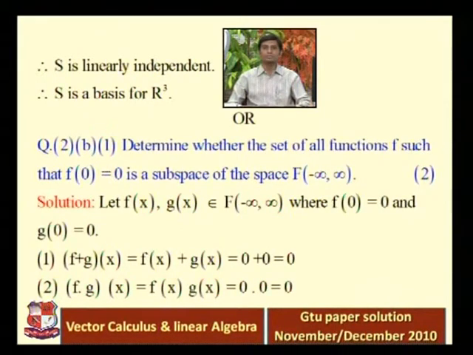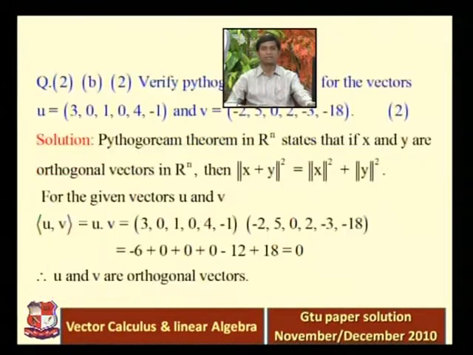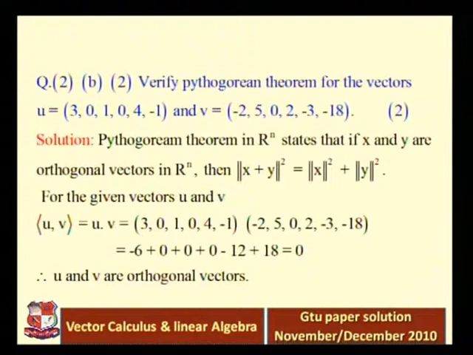So let f(x) and g(x) belong to capital F from minus infinity to infinity, where f of 0 is equal to 0 and g of 0 is equal to 0. So (f plus g)(x) is equal to f(x) plus g(x), that is equal to 0 plus 0, which is also equal to 0. And the second condition is also satisfied quite easily. So this question is complete now. This set is a subspace of F from minus infinity to infinity.